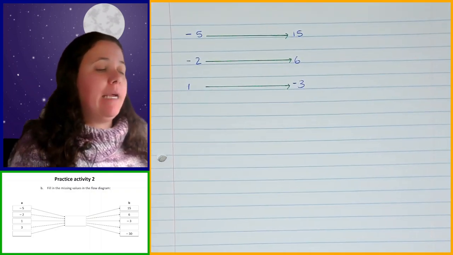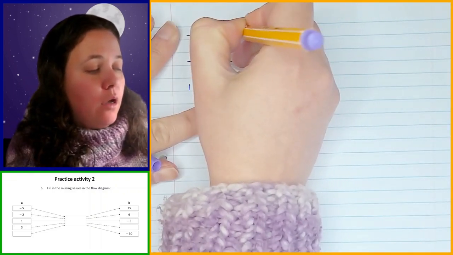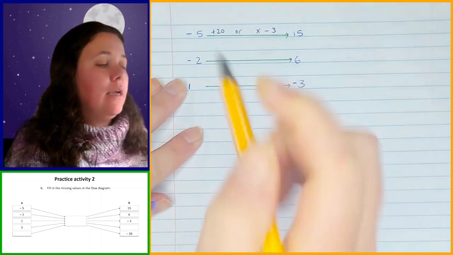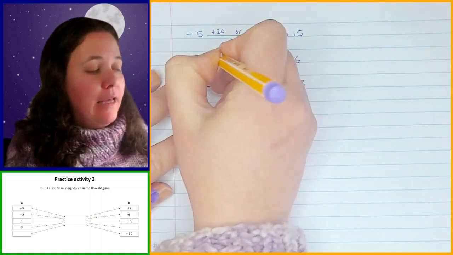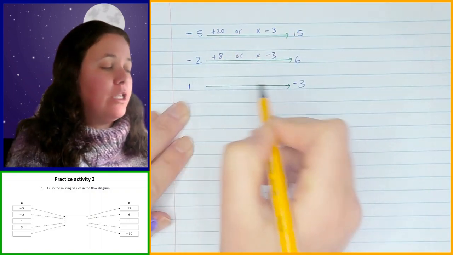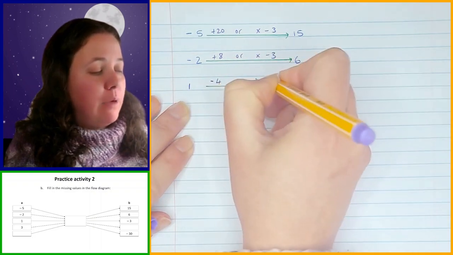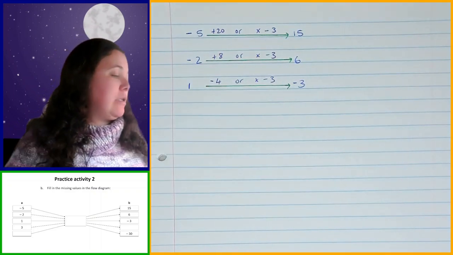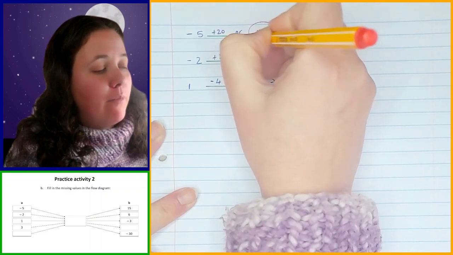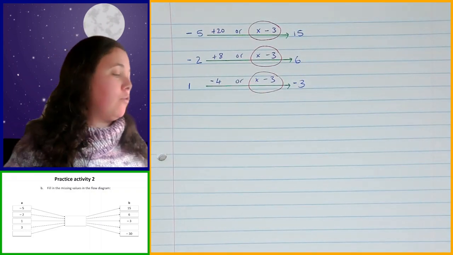To get from negative 5 to 15, I can either add 20 or I can multiply by negative 3. Then to get from negative 2 to 6, I can either add 8 or I can multiply by negative 3. To get from 1 to negative 3, I can either subtract 4 or I can multiply by negative 3. You should have seen that there was a common method of multiplying by negative 3 each time. That is where our rule is going to come from.